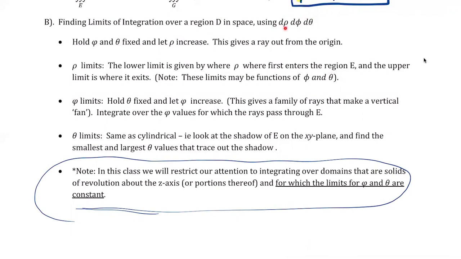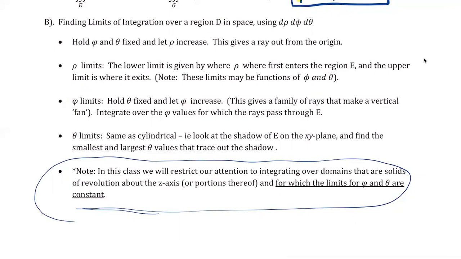And that means that I want you to picture, for a fixed phi and theta, letting your rho start out at the origin and increase out radially, and look at where it enters and where it exits the region. And then to get your phi limits, hold theta and rho fixed and let your phi increase.